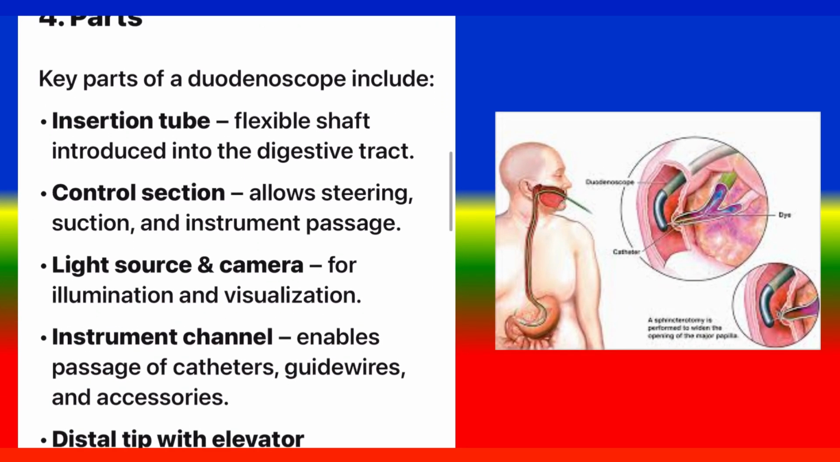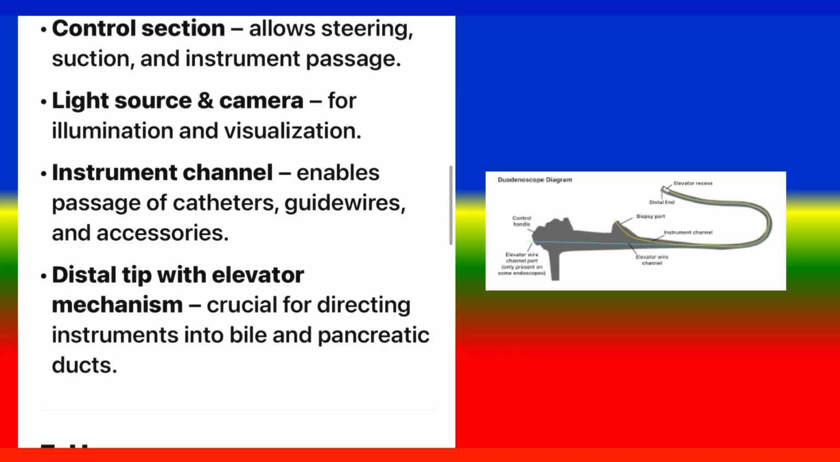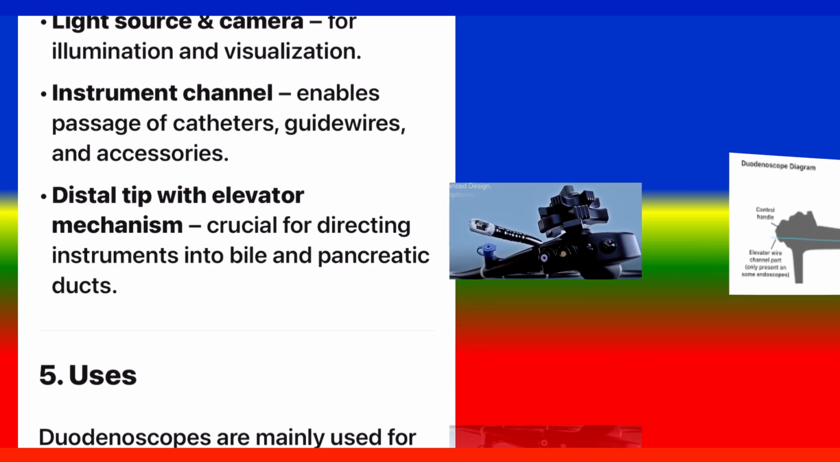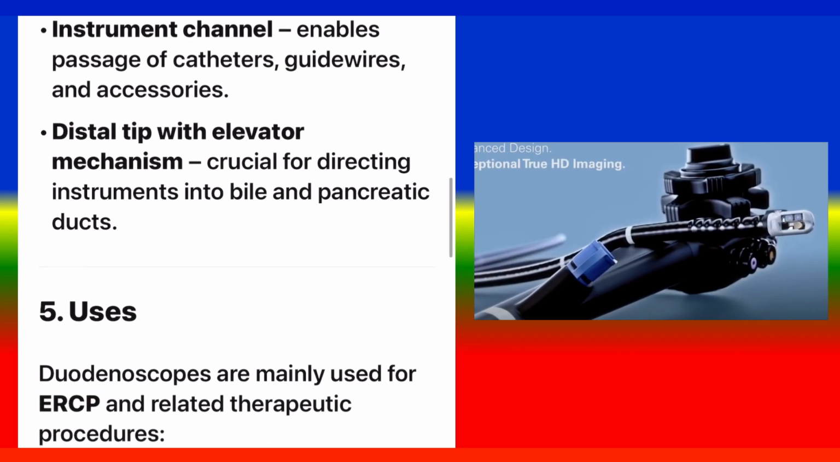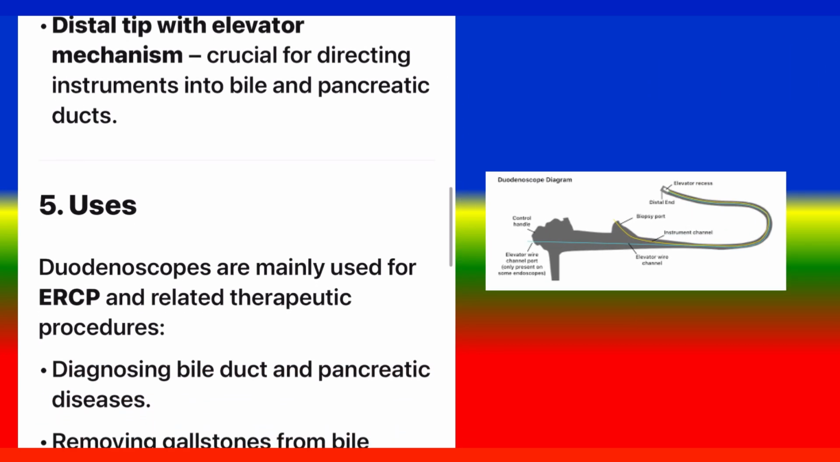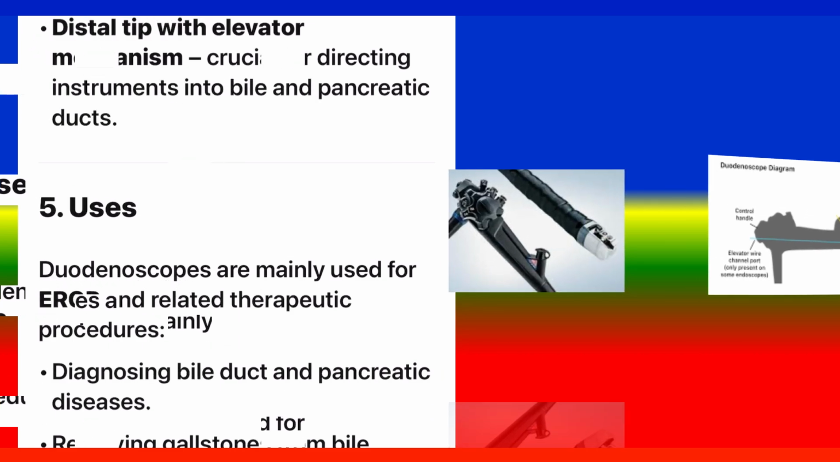4. Parts. Key parts of a duodenoscope include insertion tube, a flexible shaft introduced into the digestive tract. Control section allows steering, suction, and instrument passage. Light source and camera for illumination and visualization. Instrument channel enables passage of catheters, guide wires, and accessories. Distal tip with elevator mechanism, crucial for directing instruments into bile and pancreatic ducts.